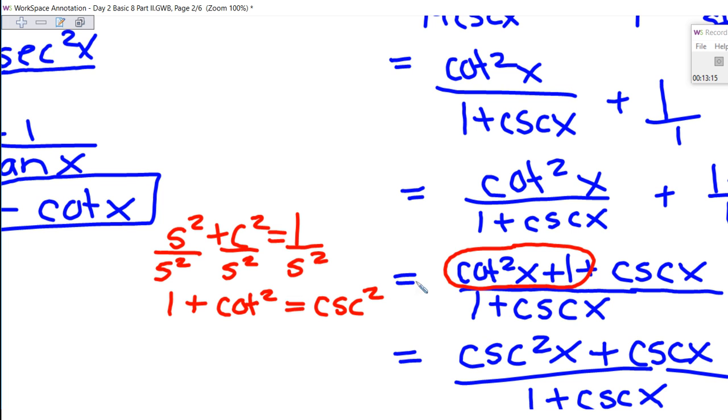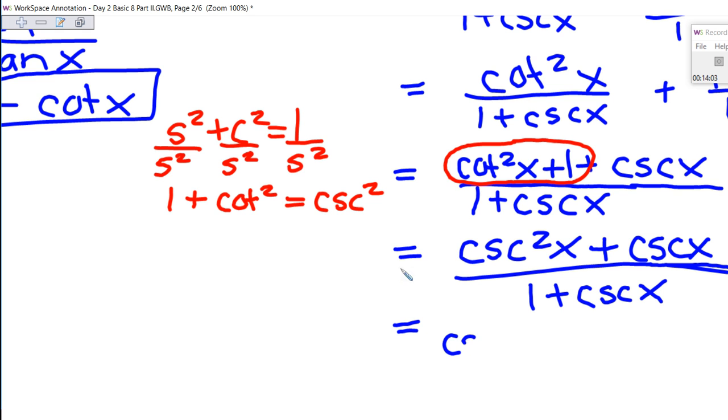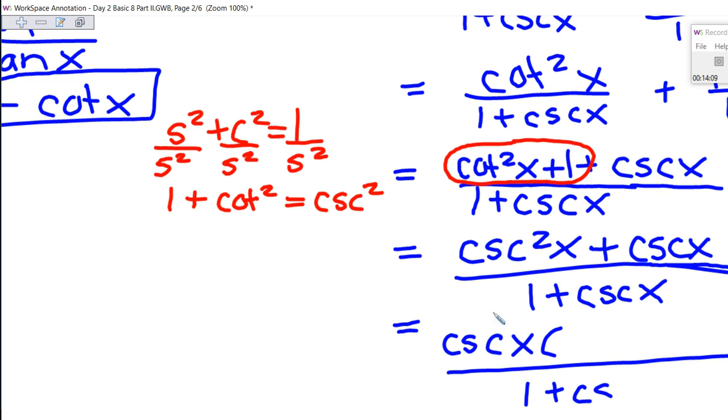Yeah, notice this is cosecant squared, this is cosecant. They have a common factor, so take out the GCF. So the GCF would be cosecant of x. So factor out the GCF. So cosecant of x, what do you multiply cosecant of x by to get cosecant squared? Cosecant of x. What do you multiply cosecant by to get cosecant? 1.